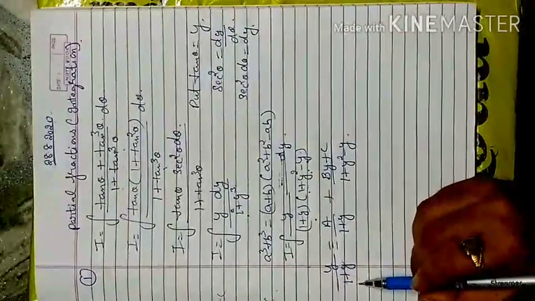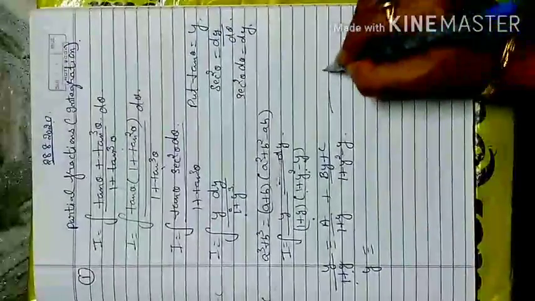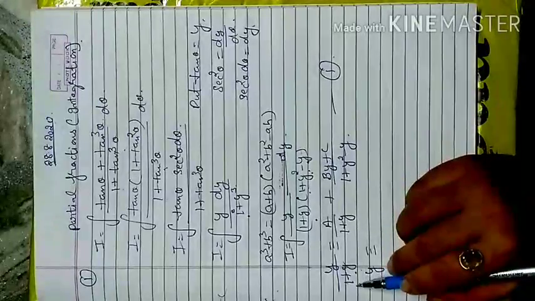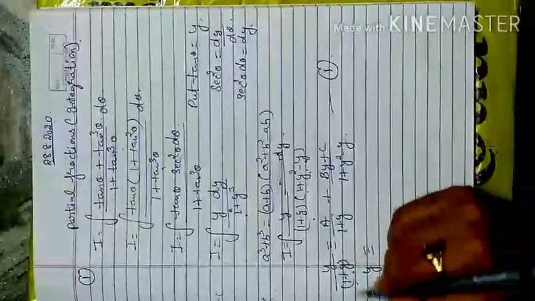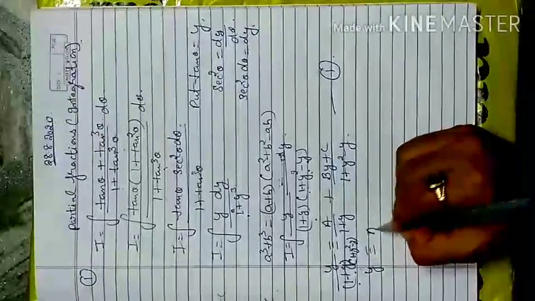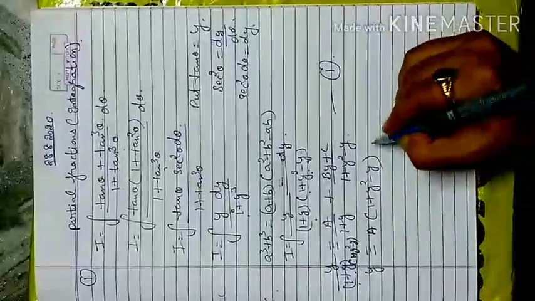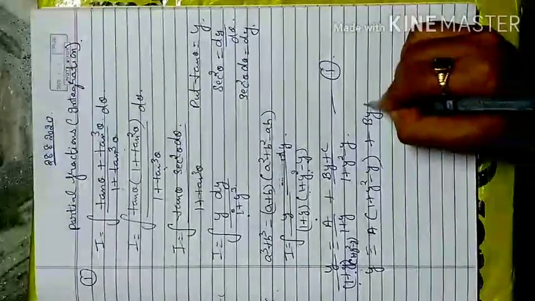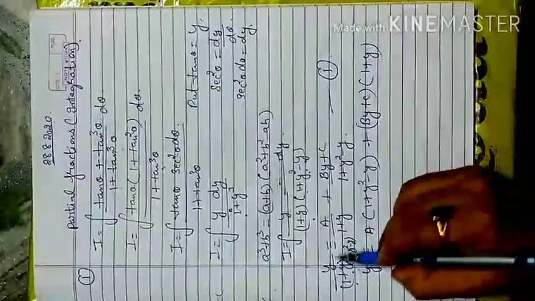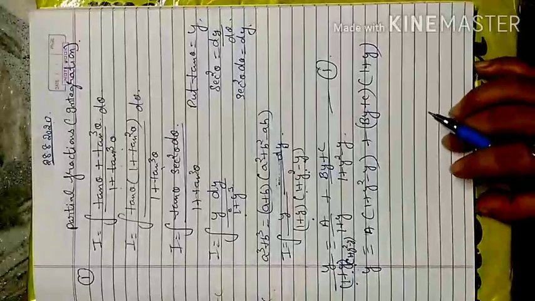Now you have to remove the denominator. This is your first equation, so you cross multiply. Only 1 plus y is on one side and 1 plus y square minus y on the other. When you cross multiply, 1 plus y is cancelled and only 1 plus y square minus y is left, and here plus by plus c will be multiplied by 1 plus y, when you multiply the terms on both sides.